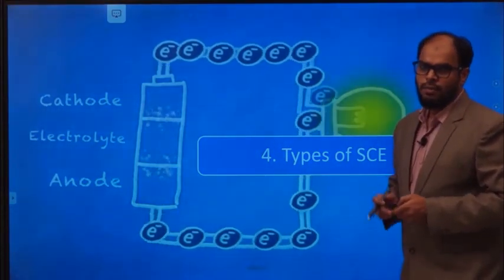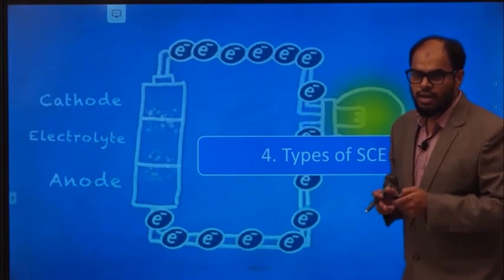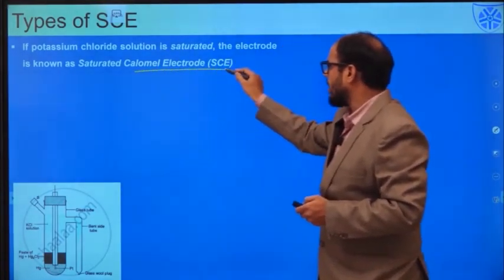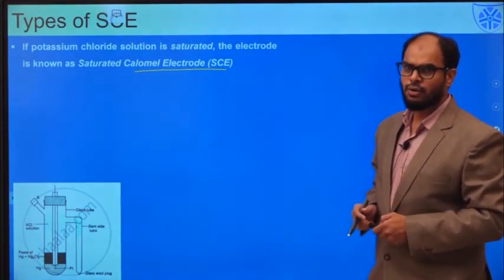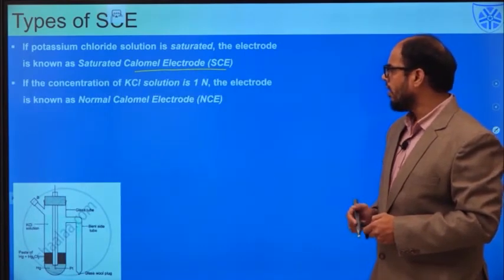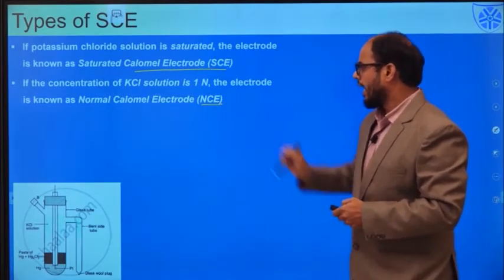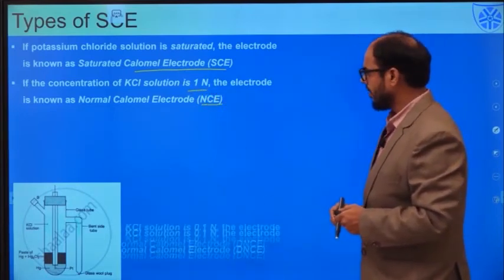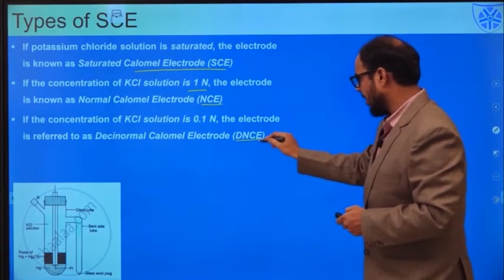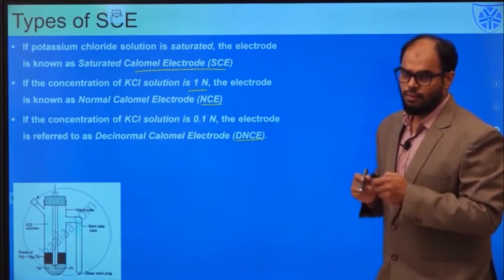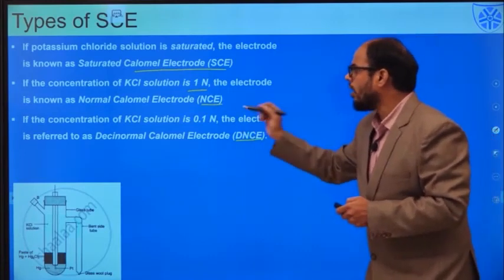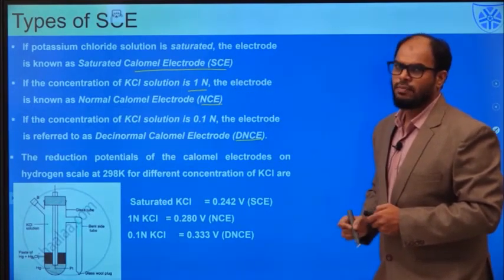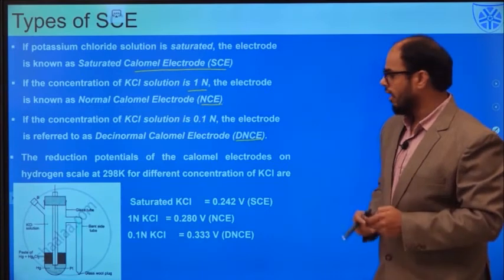Depending on the concentration of potassium chloride used as electrolyte in SCE, we can have the electrode classification as saturated calomel electrode. We can also have the normal calomel electrode if the potassium chloride solution is of 1 normal. We can also have the decinormal calomel electrode if the potassium chloride concentration is 0.1 normal. Obviously, this concentration of potassium chloride will also influence the electrode potential.